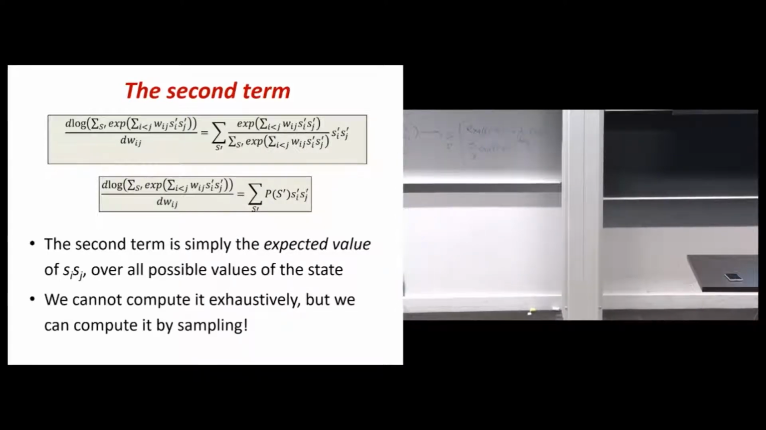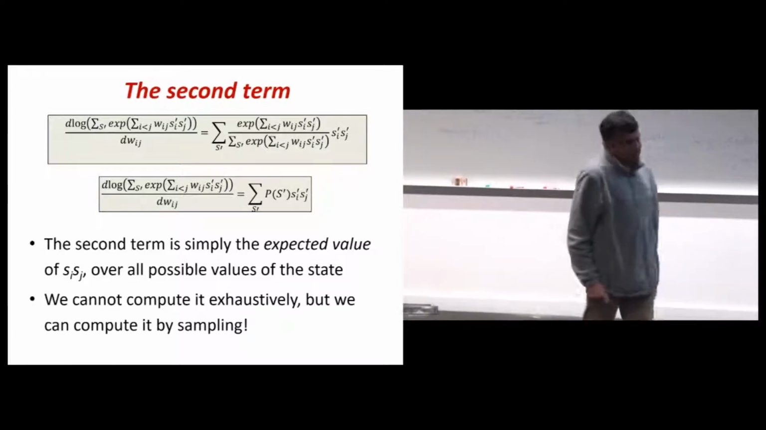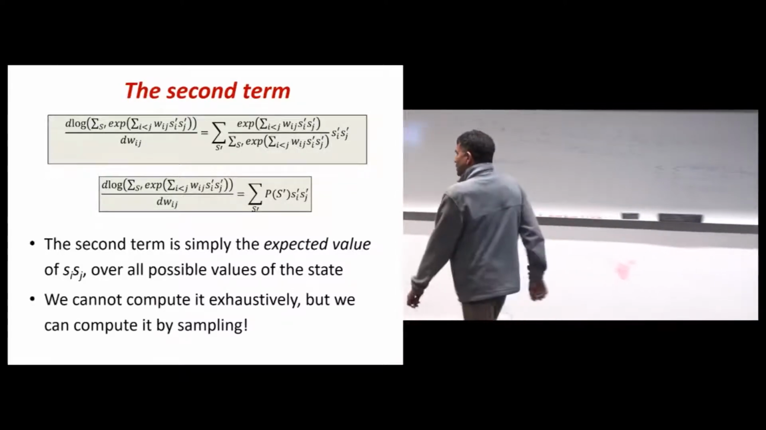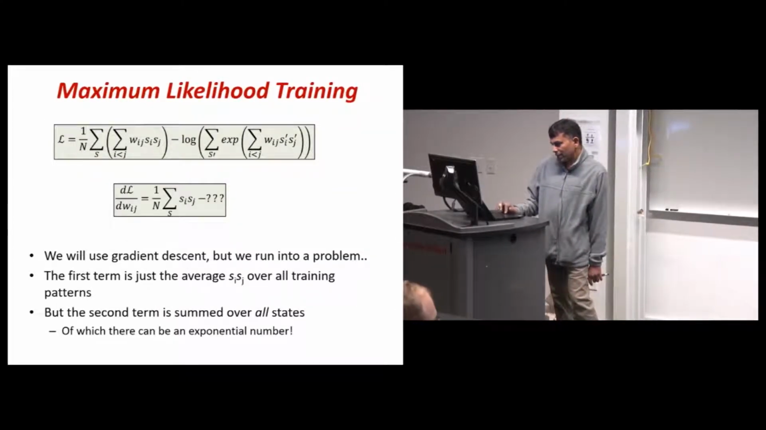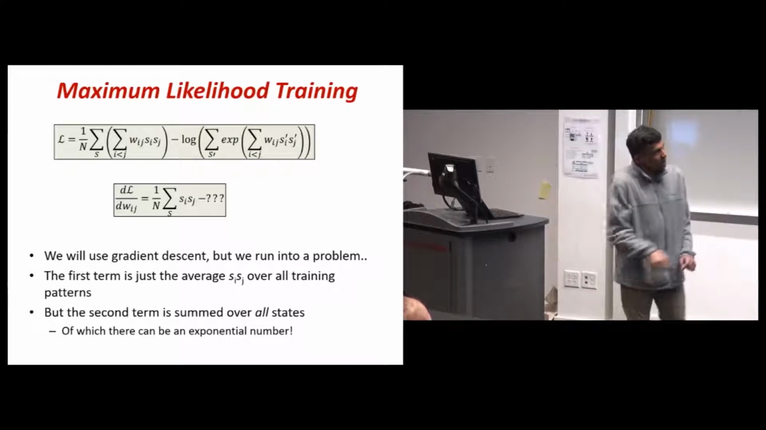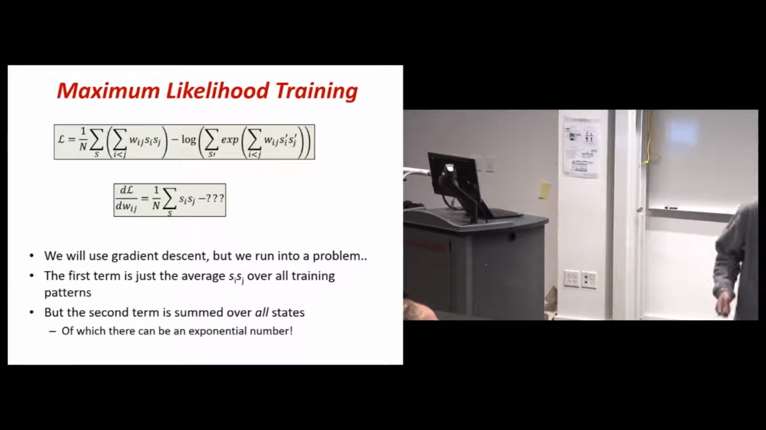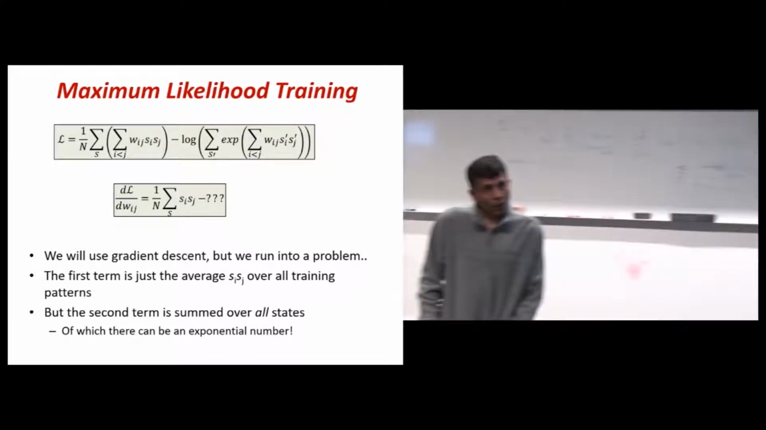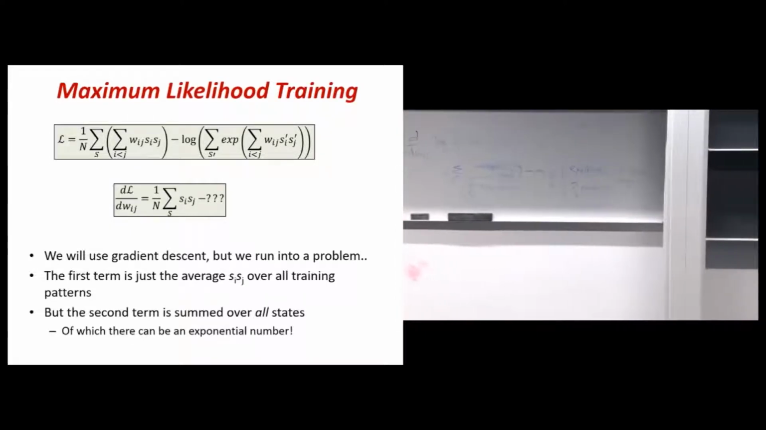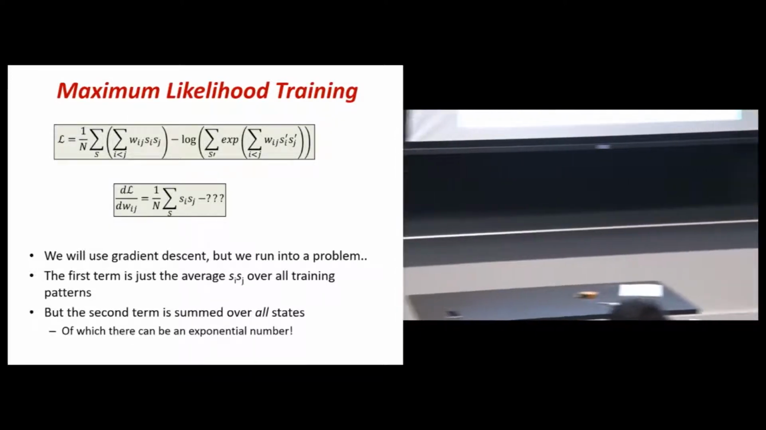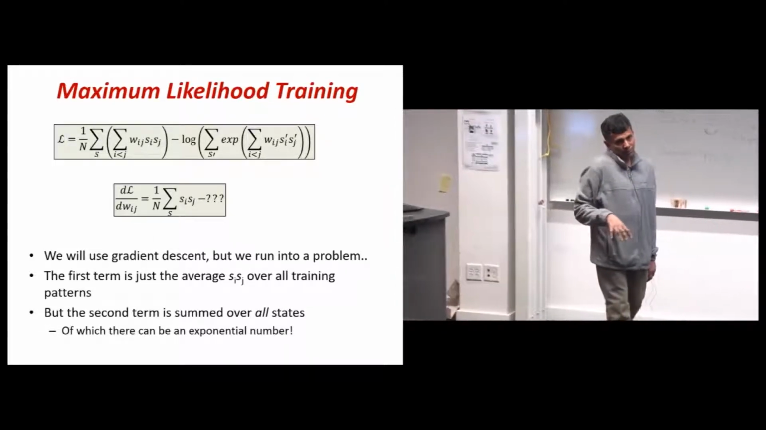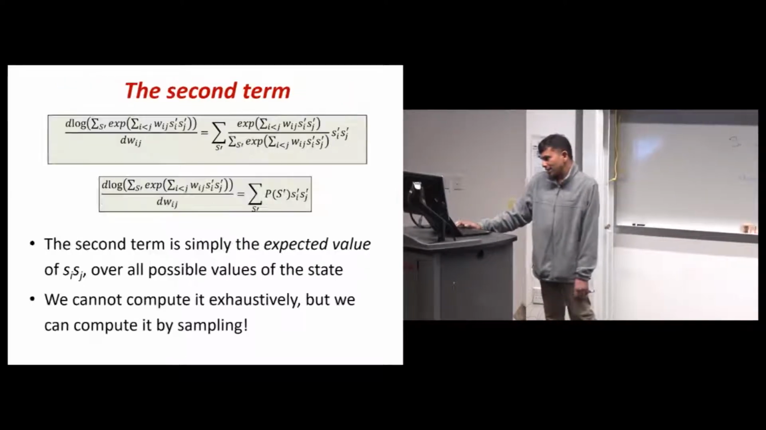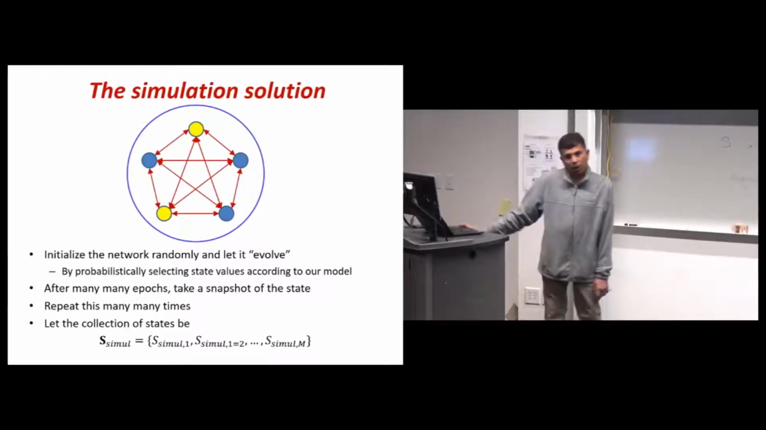So my arithmetic here is perhaps not very clean, but the slide says it all. When I actually look at the gradient descent rule, the first term to the left is going to give me the average product over all the patterns that I'm trying to store, and the second term is going to give me the expected value of the product over the entire distribution. And once you realize this, then the problem becomes simple.